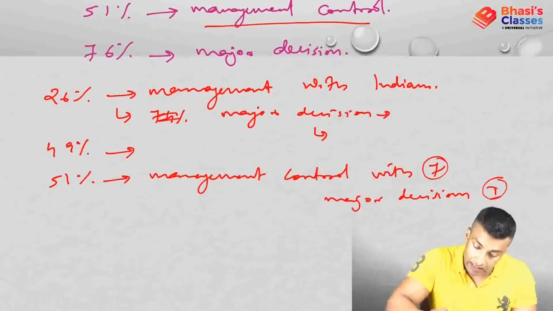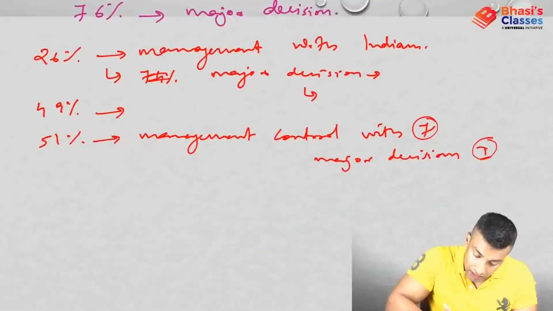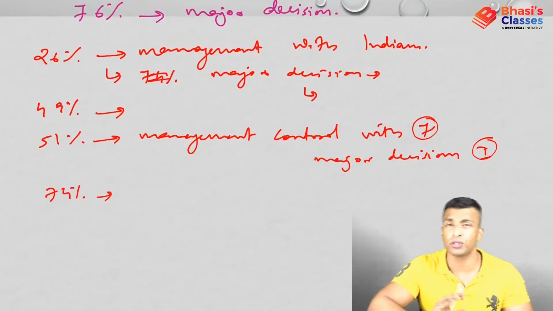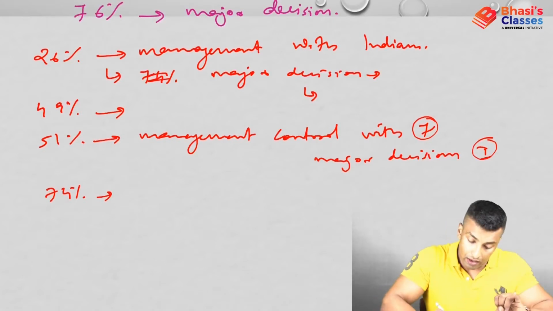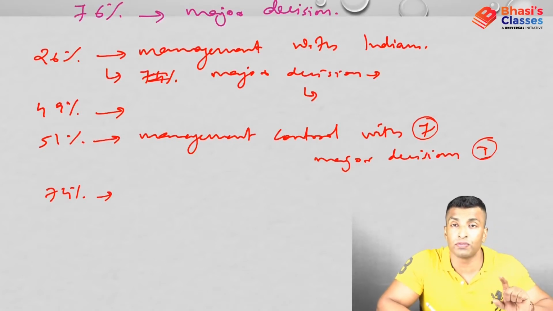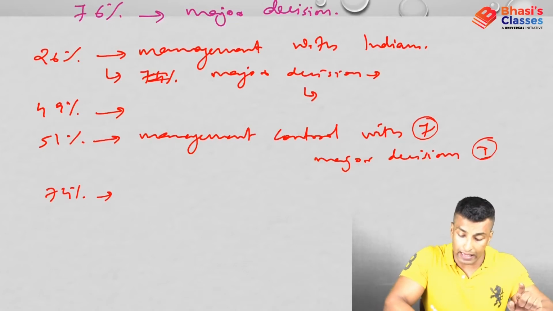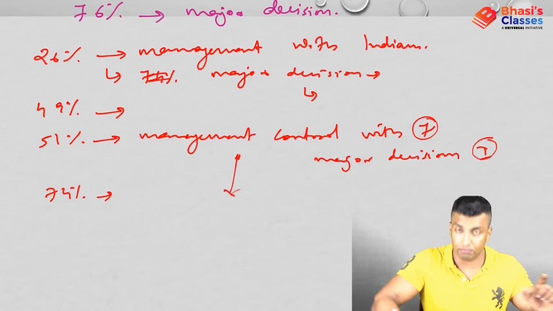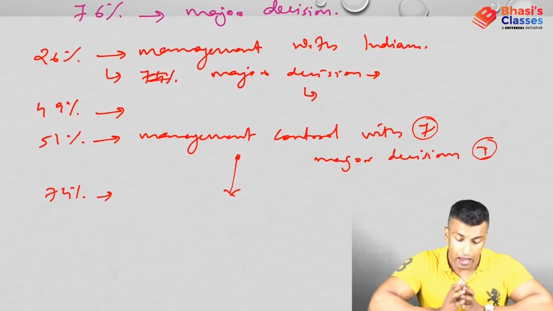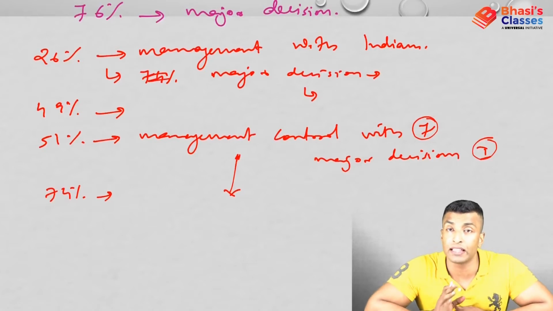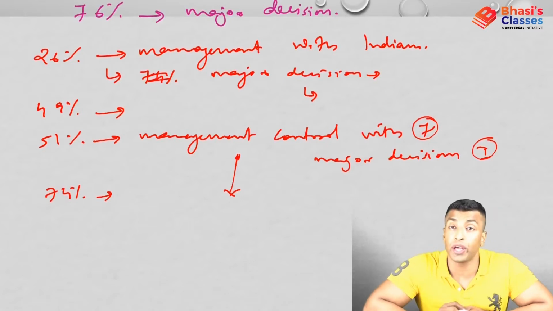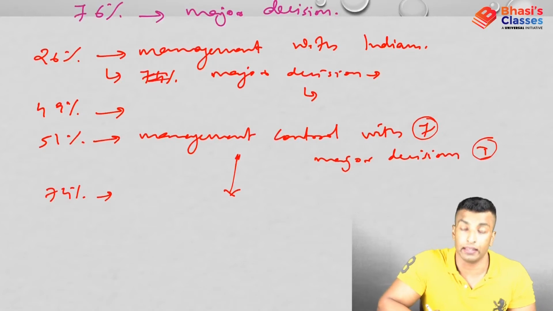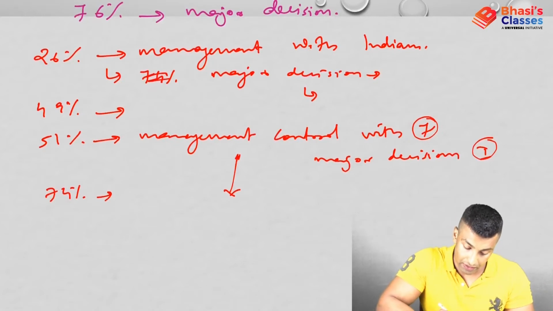Okay, now what about 74%? 74% is also the same. If you're allowing up to 74%, what does that mean? The management control is with the foreigner, exactly similar to the previous case. Management control is with the foreigner, but they have only 74%. You need 76% for the major decisions. So here also, if major decisions have to be taken, you need the support of the Indians. Okay, so that is the case of 74%.